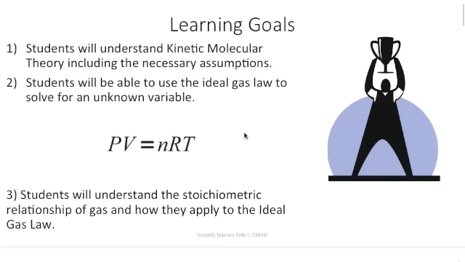It says that students will understand the kinetic molecular theory, including the necessary assumptions. That's for an ideal gas. Students will be able to use the ideal gas law to solve for an unknown variable. So we'll be able to solve for either pressure, volume, temperature, or moles from that equation. And then students will understand the stoichiometric relationship of gas and how they apply to the ideal gas law.